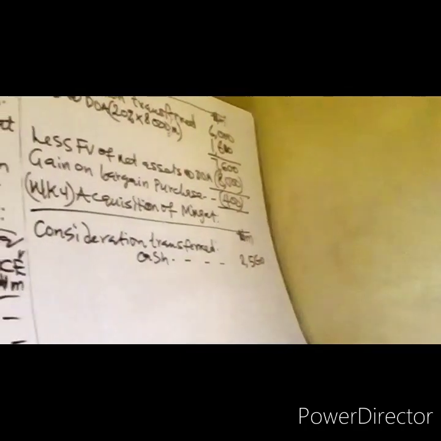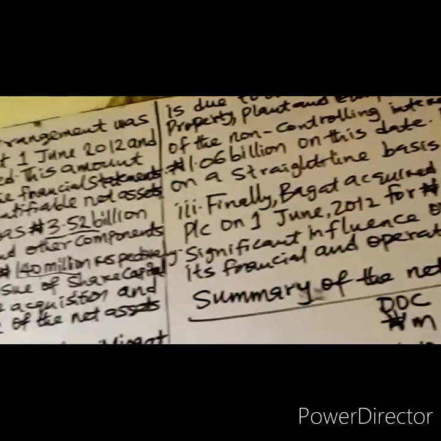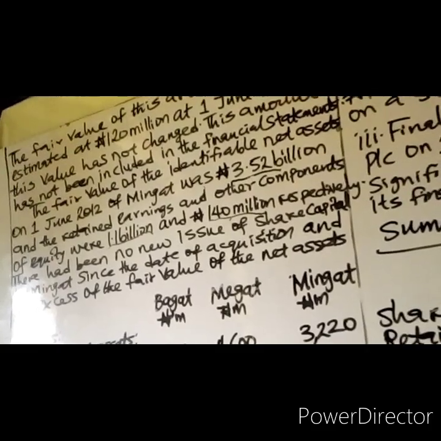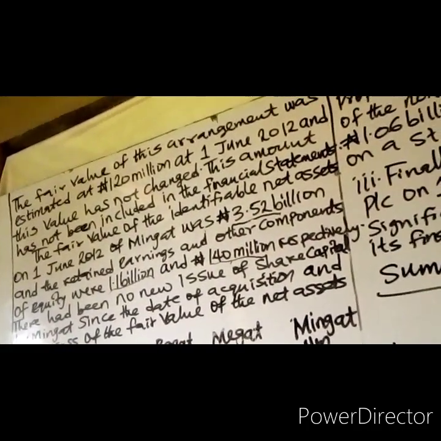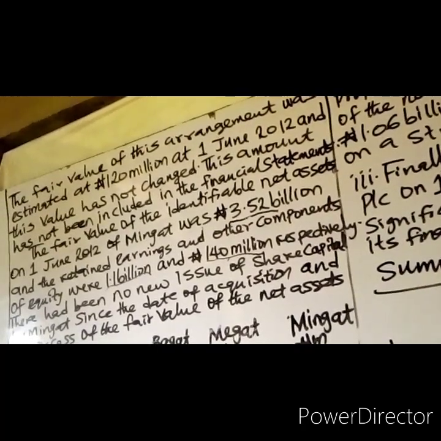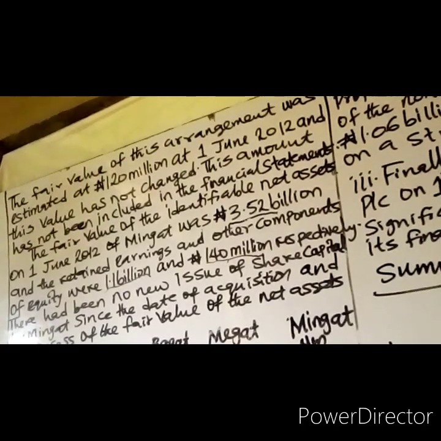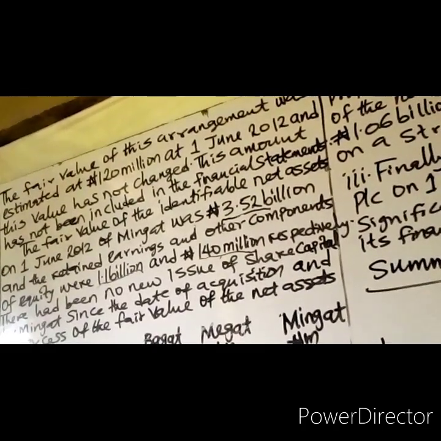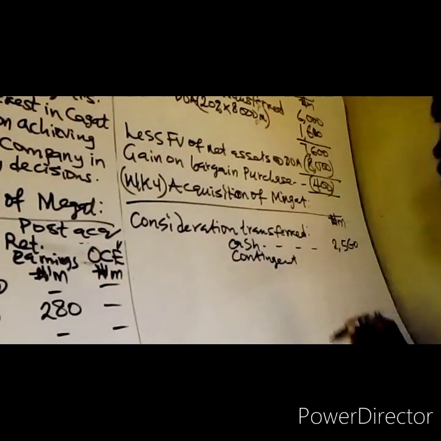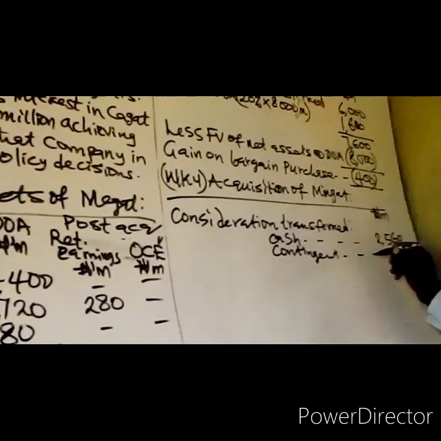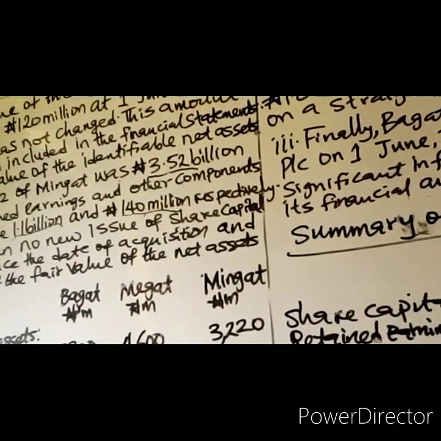Then the fair value of this arrangement was estimated at 120 million naira at 1st of June 2012, and this value has not changed. This amount has not been included in the financial statements. So now there is a contingent consideration that if they make a profit of 30%, they will equally pay additional consideration, and the fair value of the contingent consideration is 120 million. Then you also add the NCI at the date of acquisition.